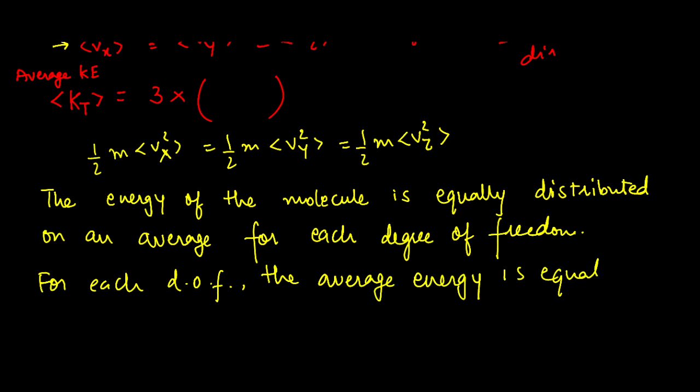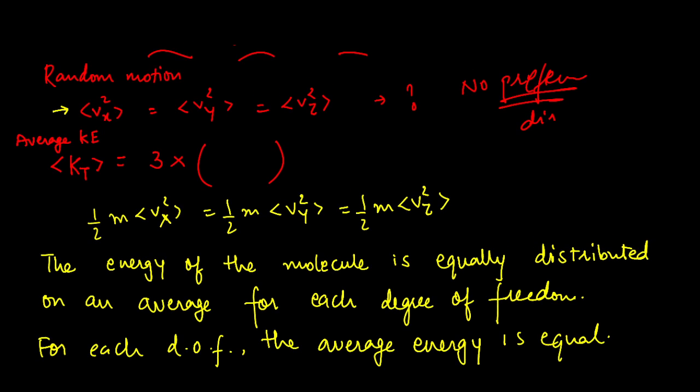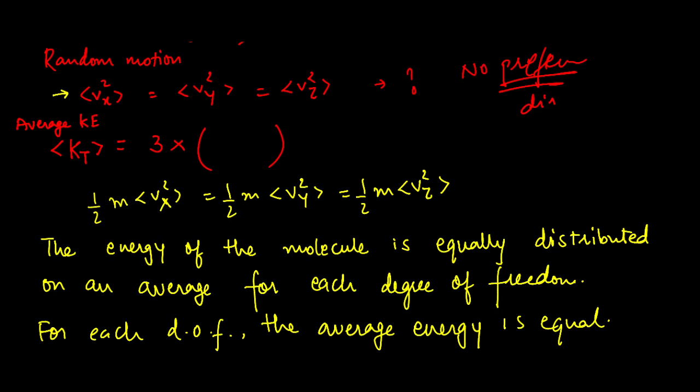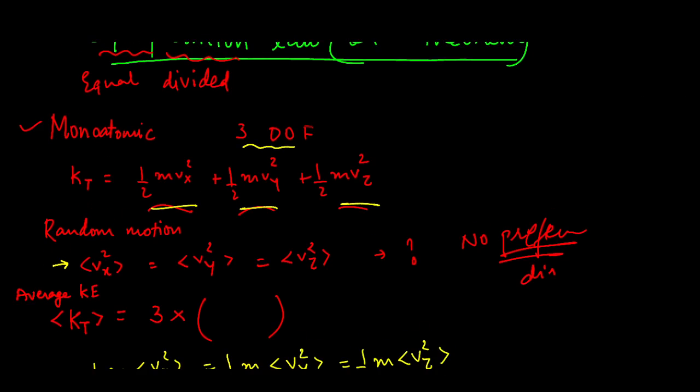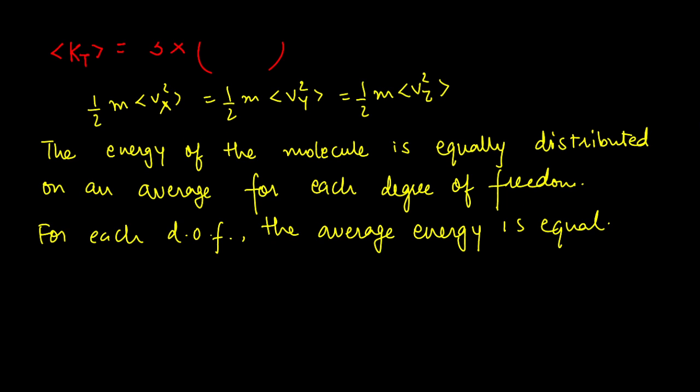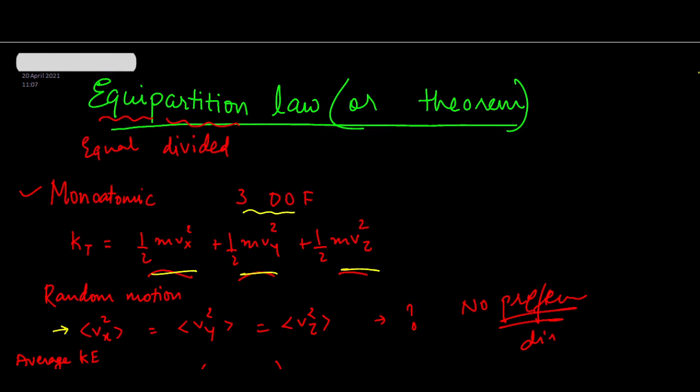Did you understand these two sentences? For each degree of freedom, the average energy is equal. Right. If there are 3 degrees of freedom and the average value of all three is the same, take the average of this, of this, of this, the average comes out the same for all. Understood? That is what the sentence is, right? So you see, do you notice this thing now? Equally divided or equally distributed, right?